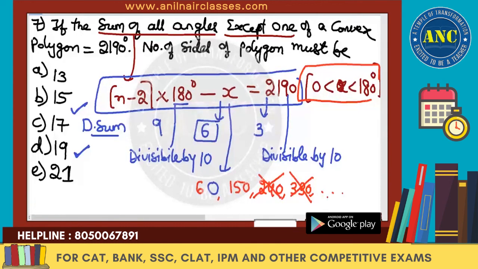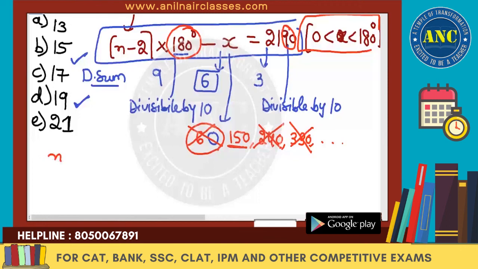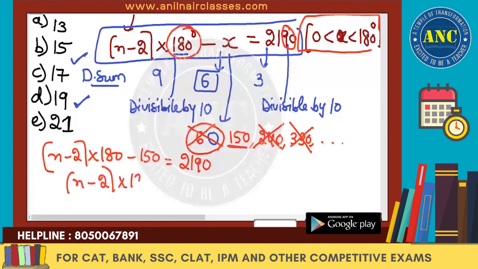60 is also not possible because 180 is divisible by 4, 60 is divisible by 4, but 90 is not divisible by 4. So what is the only answer? 150. Very logically you can solve it. So (n minus 2) into 180 minus 150 is nothing but 2190, so (n minus 2) into 180 is 2340.